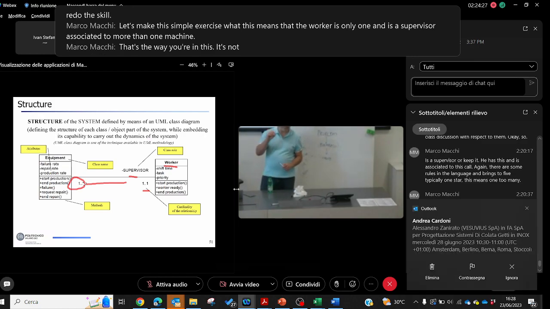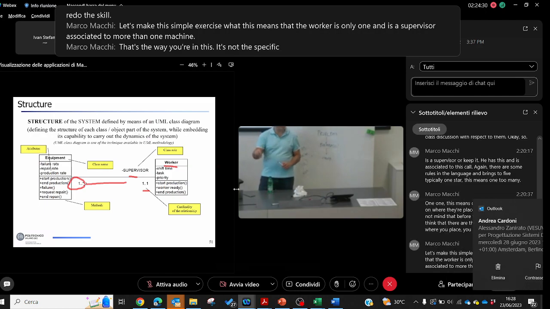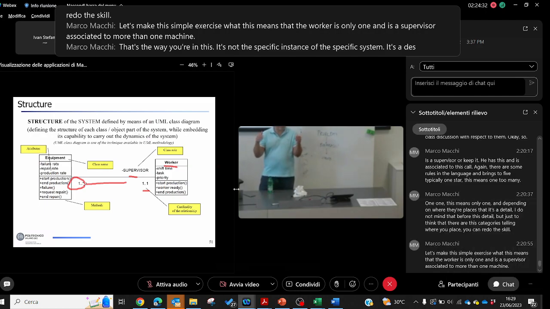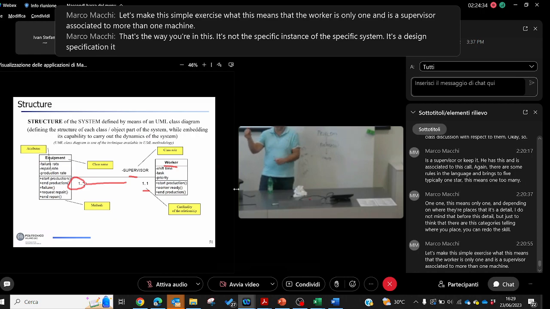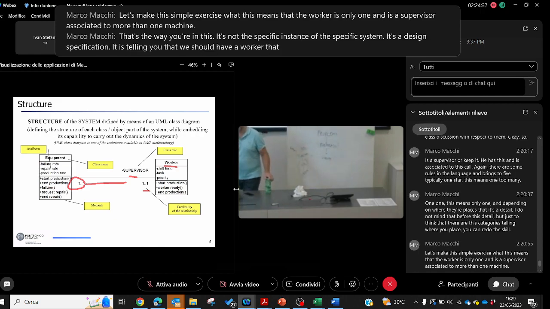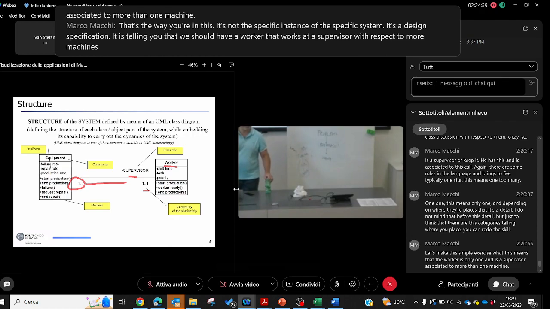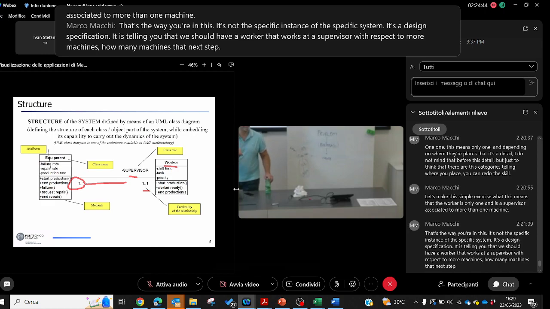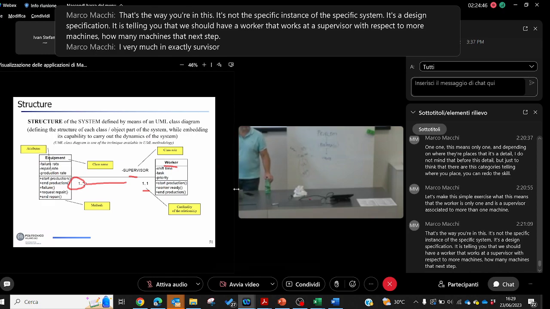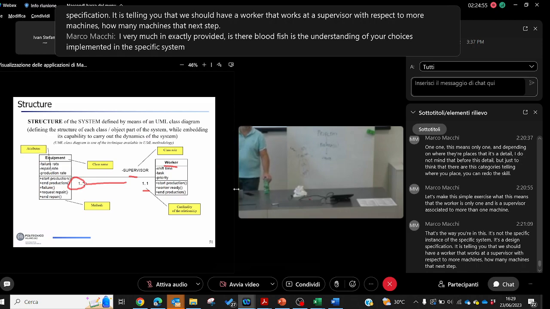It's not the specific instance of the specific system. It's a design specification. It is telling you that we should have a worker that works as a supervisor with respect to more machines. How many machines? It's the next step. How many machines exactly are supervised is the next step. It is the implementation, the understanding of your choices implemented in the specific system. But the logic is the end, 1 to n. Okay?